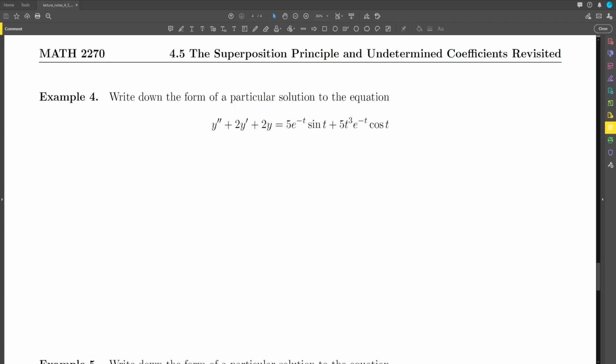We'll conclude this section with some examples. In the first example, we're asked to write down the form of a particular solution to the equation y double prime plus 2y prime plus 2y equals 5 times e to the power negative t times sine of t plus 5t cubed times e to the power negative t times cosine of t.